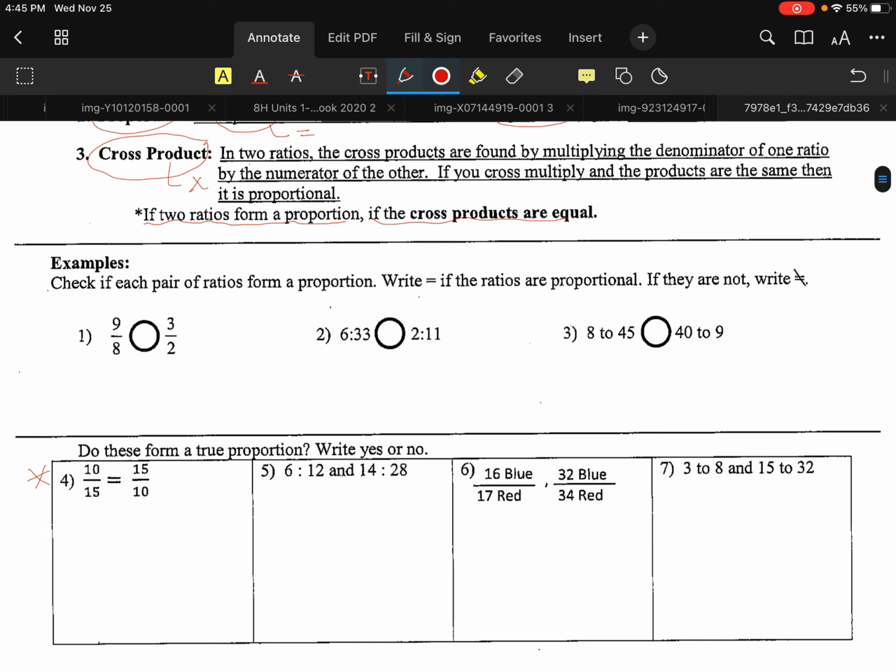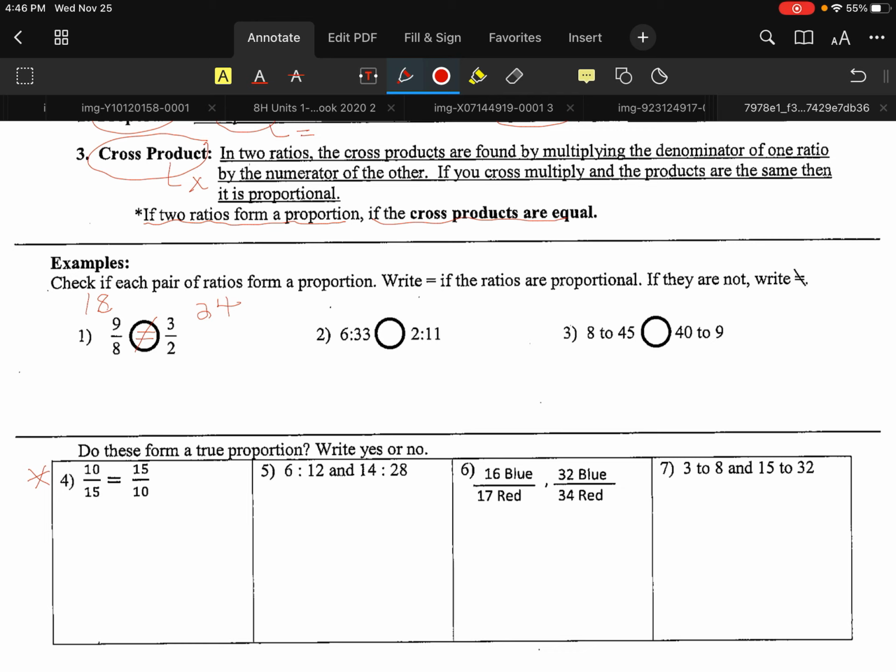So take a look at problem number 1. Check if each pair of ratios form a proportion. Write equal if the ratios are proportional. If not, write an equal sign with a slash through it, which means not equal to. So in problem number 1, if I cross multiply the 2 times the 9, that gives me 18. If I cross multiply the 8 and the 3, it gives me 24. Since 18 is not equal to 24, my cross products are not equal. Therefore, this is not proportional. So I'm going to put an equal sign with a slash through it.